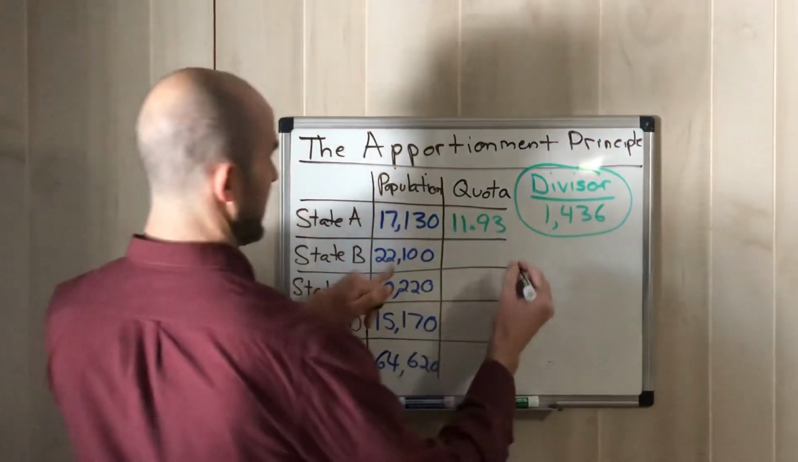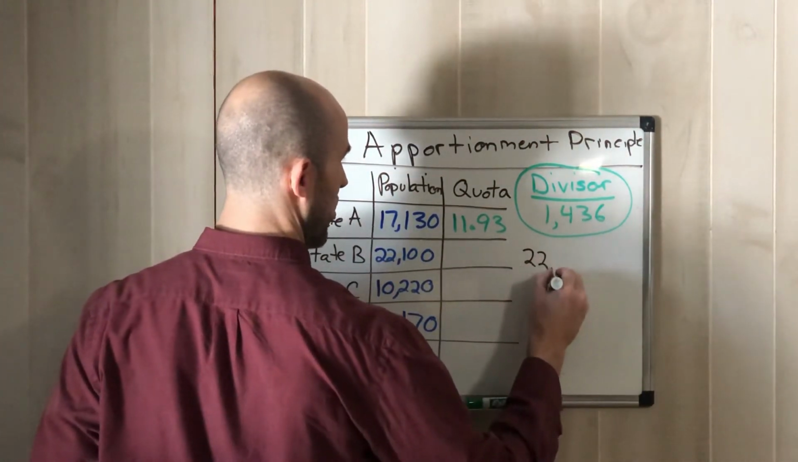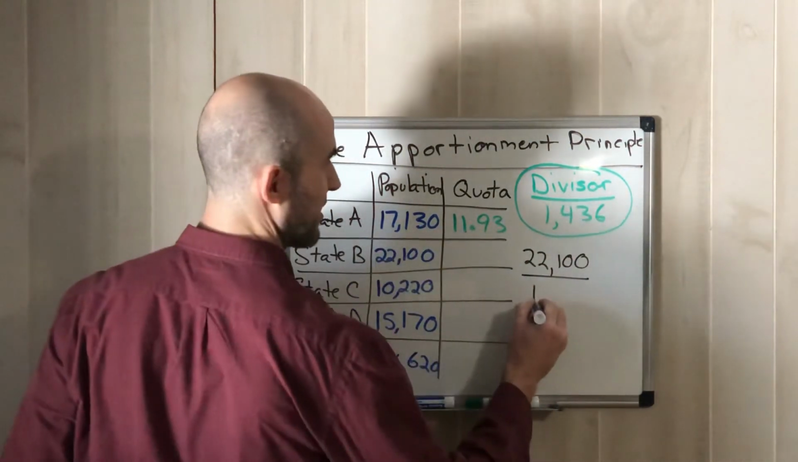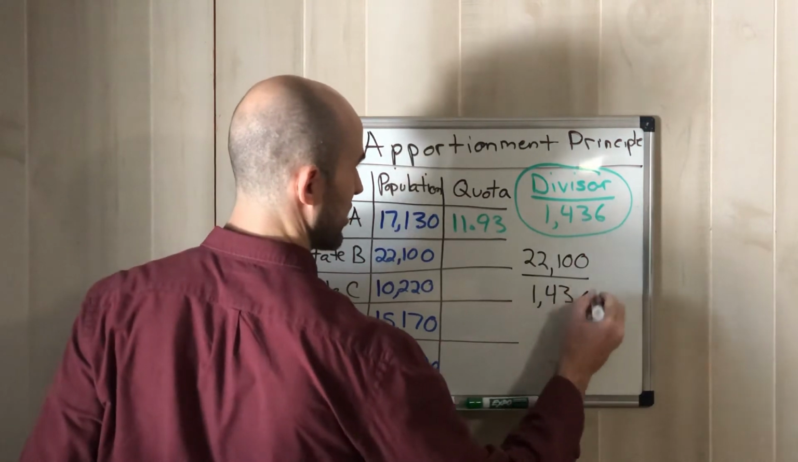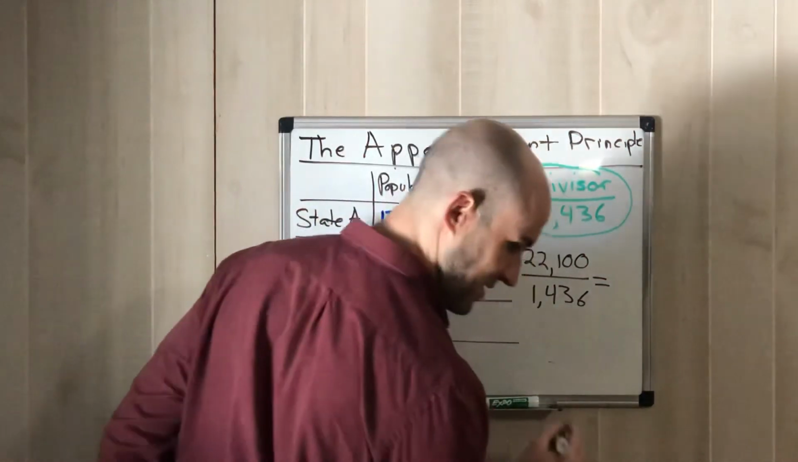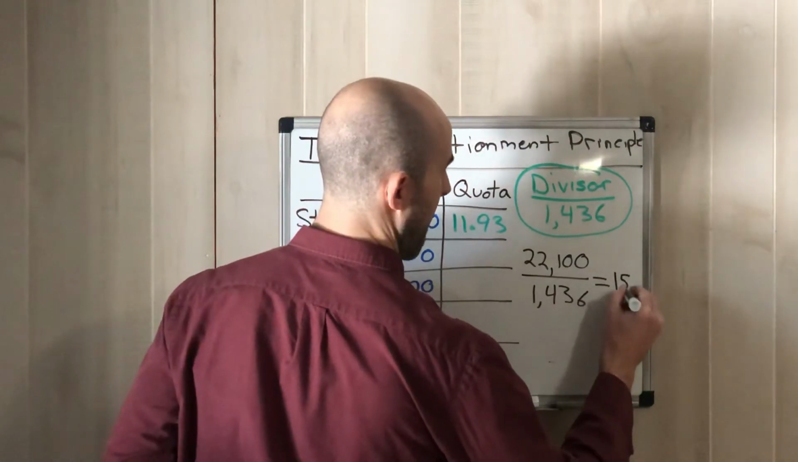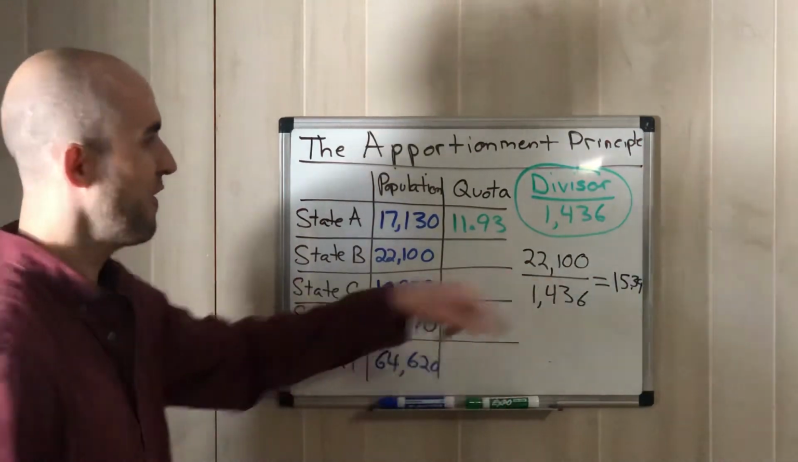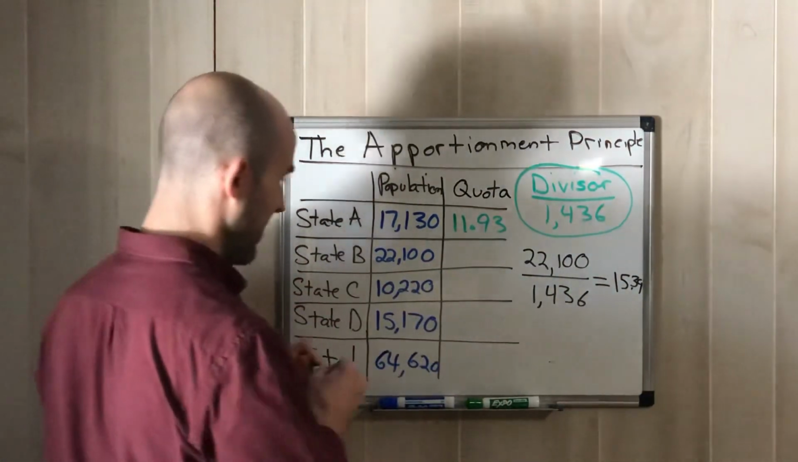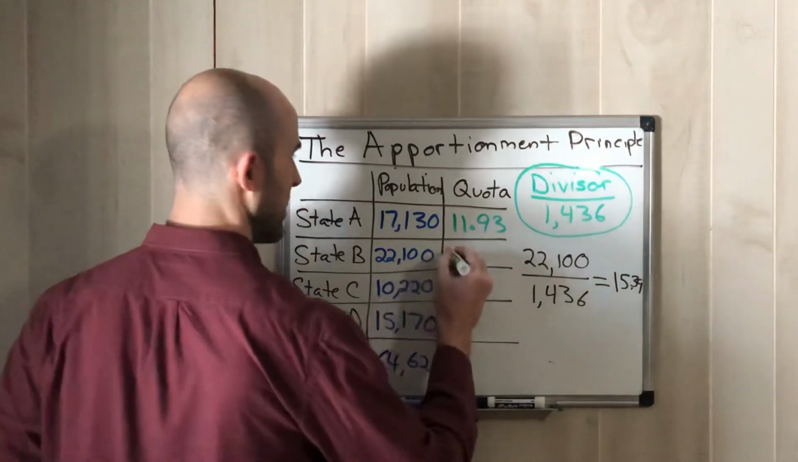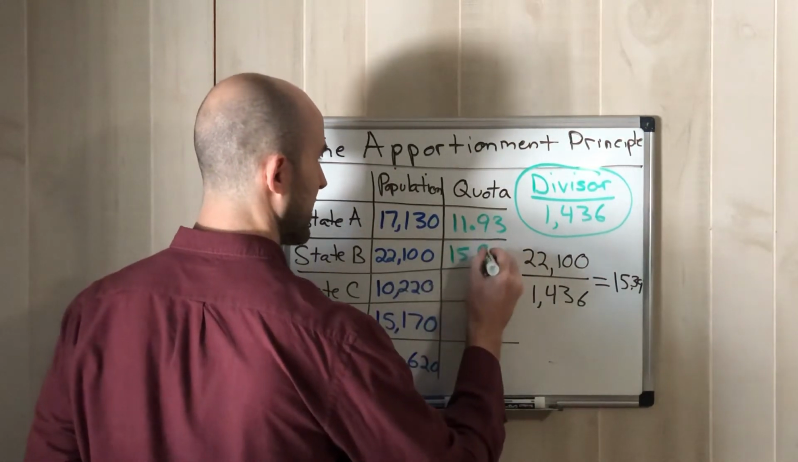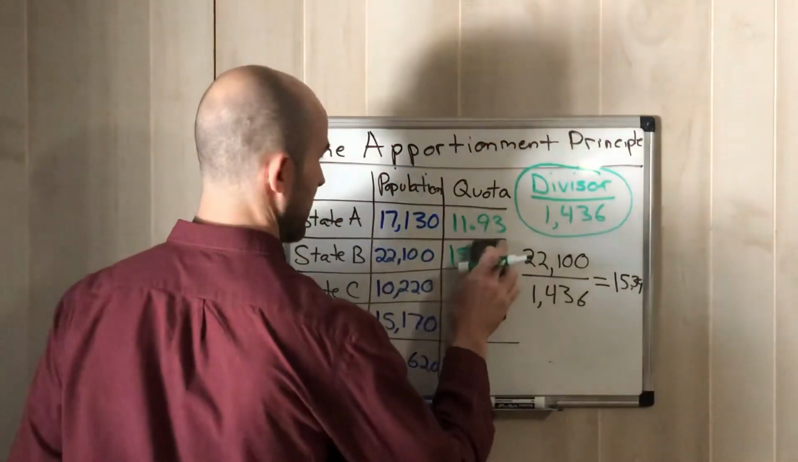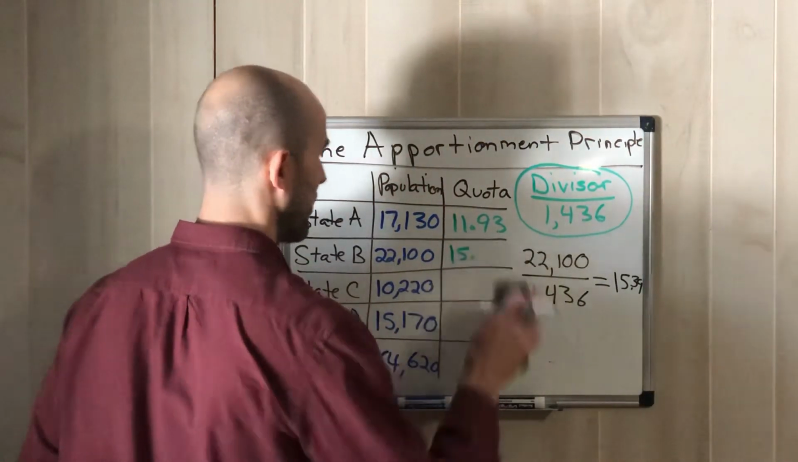State B, we're going to take 22,100. We're going to divide that by the divisor. Always divide by the divisor, 1,436. It's going to end up giving us 15.39. And I'm just rounding it to the hundredths place. 15.39, that right there is our quota for state B. Okay?